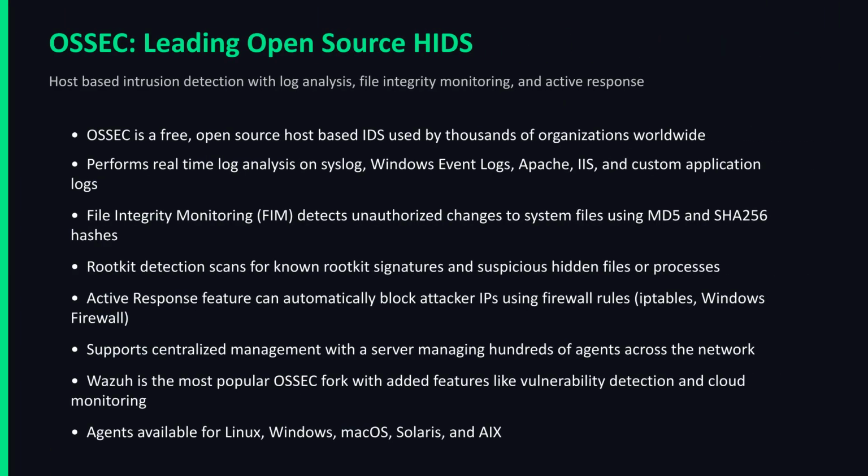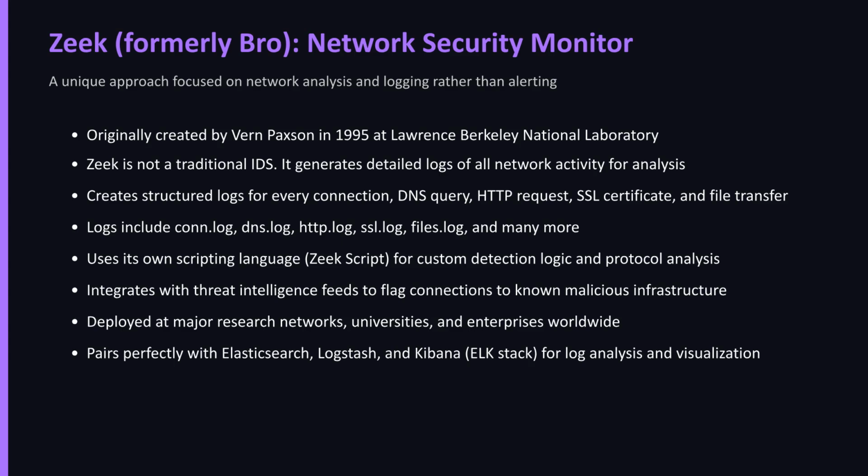For host-based detection, OSSEC is a leading open-source choice. It provides comprehensive security by performing real-time log analysis, file integrity monitoring, and rootkit detection, while its active response feature can even automatically block attacker IPs at the firewall. Zeek, formerly known as Bro, takes a different approach. Rather than focusing on simple alerts, it logs detailed network activity, creating a rich history of connections, DNS queries, and file transfers that are invaluable for deep forensic investigations.